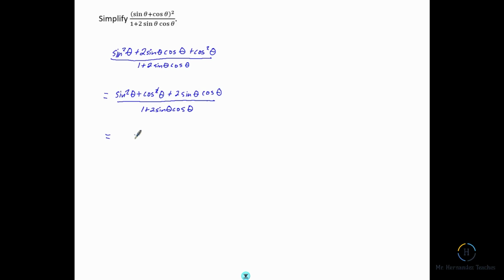So sine squared plus cosine squared is 1, so we have 1 plus 2 sine theta cosine theta divided by 1 plus 2 sine theta cosine theta. Those two are the exact same. Anytime I divide by the exact same thing, they divide out and equal 1. And that is a simplified version of the expression that we had above. All of that boils down to just 1.